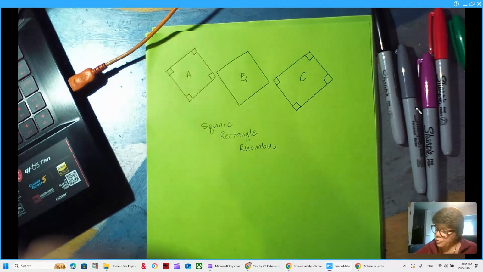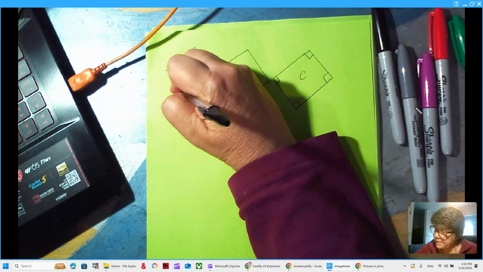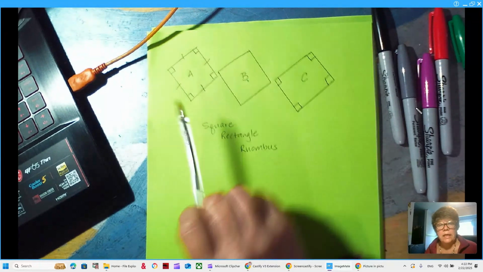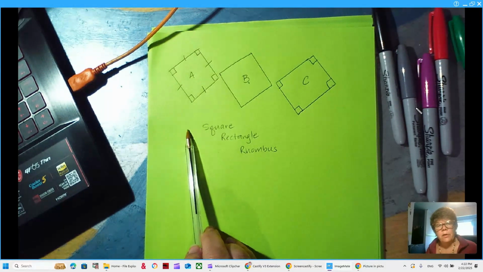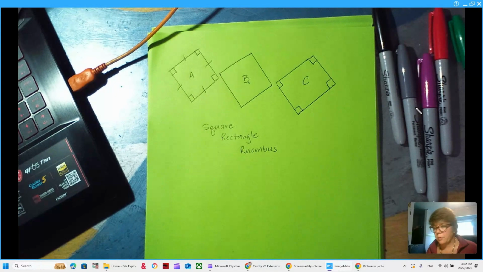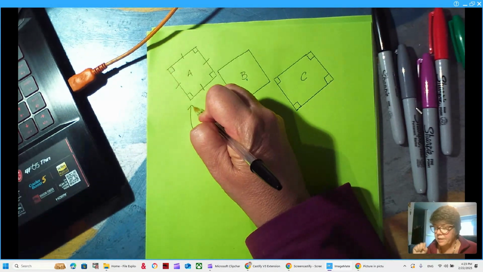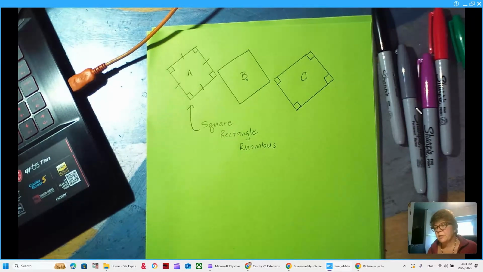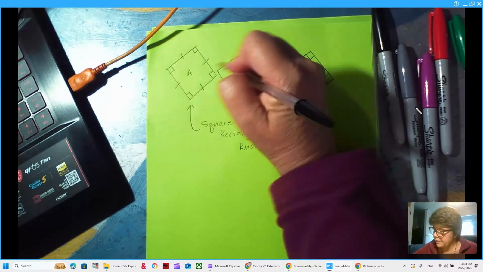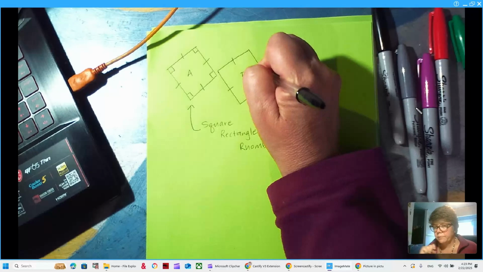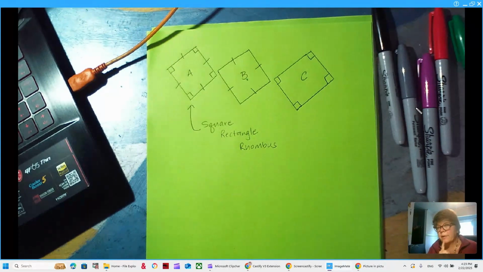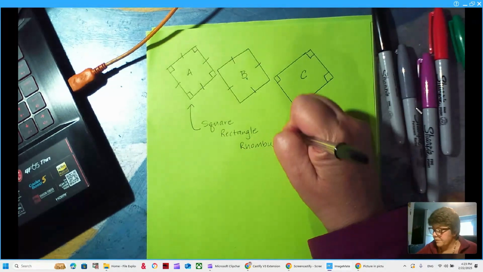So what if I told you that each of these sides was the same? This line shows that they are all equal. So this one is going to be the square, right? And what if I told you that these sides are also all equal, but we don't have right angles there? So this one is going to be the rhombus. Good job.